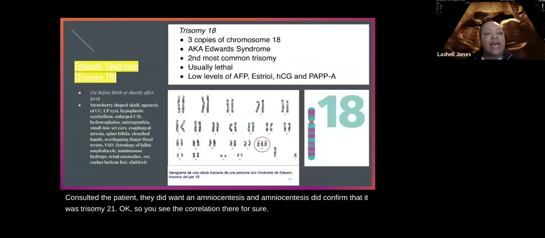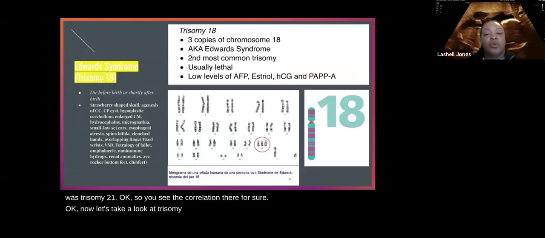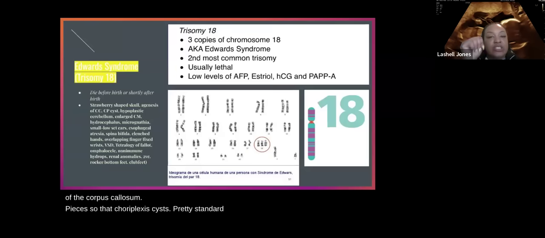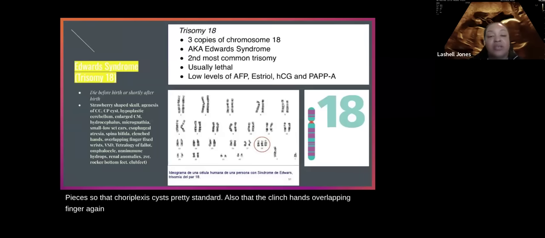Okay, now let's take a look at trisomy 18. Okay, so once again, I do want to point out where we can see the three here. This is from the amniocentesis. So three copies of chromosome 18. Now with trisomy 18, the markers that are seen are the strawberry-shaped skull, agenesis of the corpus callosum, CP cyst, so the choroid plexus cyst, pretty standard. Also the clenched hands, overlapping fingers. Again, VSD is also seen with this one. The low set ears, micrognathia, hydrocephalus.